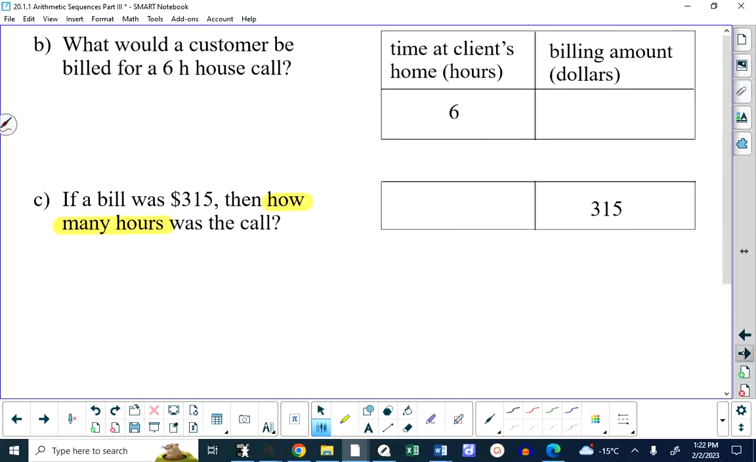I don't know why I didn't bother to proofread. I changed this question in my note package, and I typed it up, and I sent it to the printer, and I didn't even bother to read what I typed. It looks like maybe I was having a seizure or something when I was typing what's on yours. But it should say, if a bill was $315, then how many hours was the call?